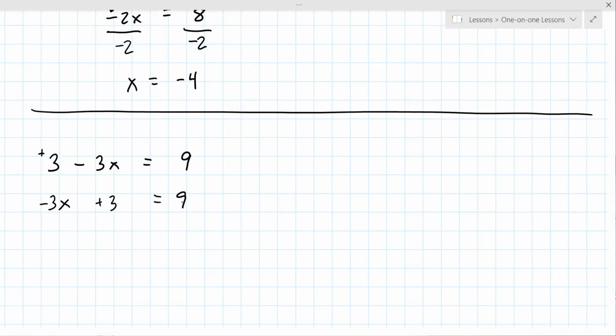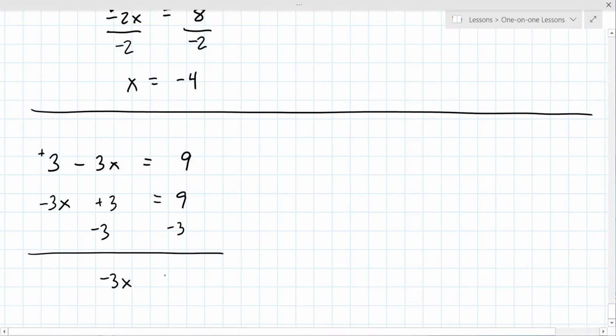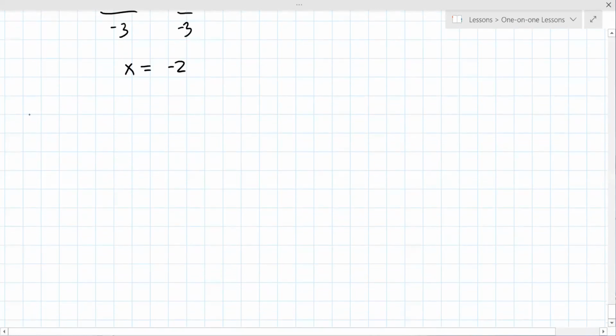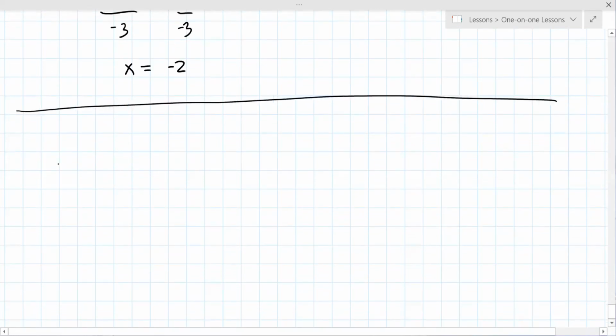I think I got my answer. Okay, so you're going to subtract 3 from both sides. Minus 3x equals 6. Divide both sides by -3. X equals -2. All right, got it. Great. Let's do a couple more here. All right, so let's go -2 minus 3x equals 9.